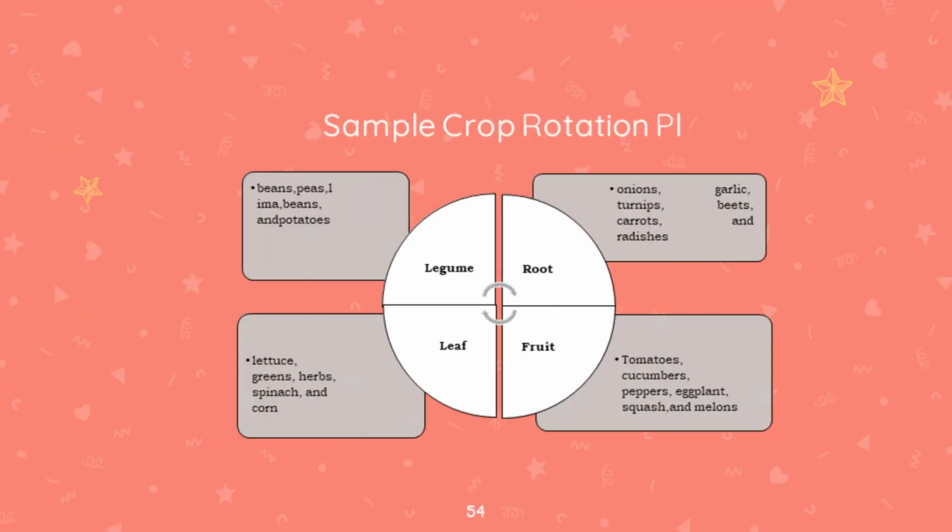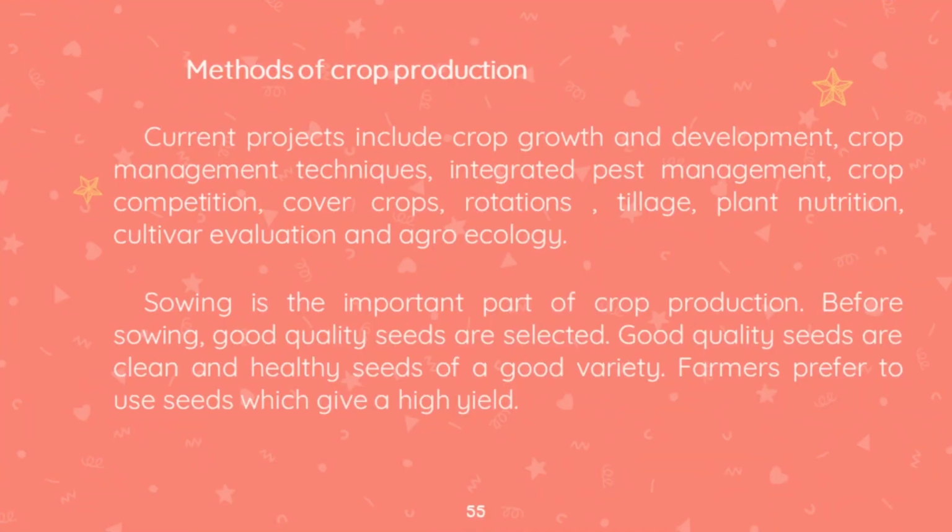Sample crop rotation. Legumes: beans, peas, lima beans, and potatoes. For the roots: onions, turnips, carrots, radishes, garlic, and beets. Leaf: lettuce, greens, herbs, spinach, and corn. For the fruit: tomatoes, cucumbers, peppers, eggplant, squash, and melons.